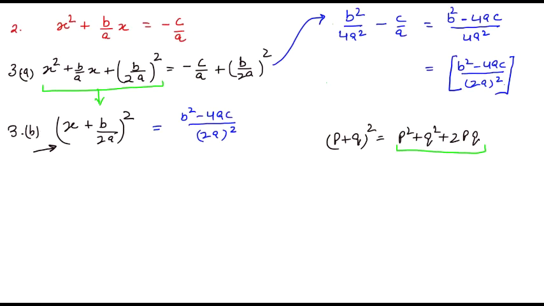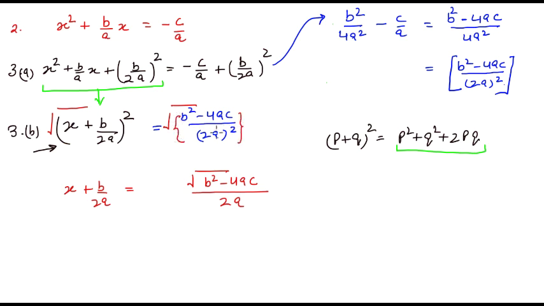What you get is you simply take a square root on both sides. When you do that, you find that x plus b over 2a is equal to the square root of b squared minus 4ac divided by 2a, because 2a has a square on it, and when you take the square root of this entire expression, you only get 2a in the denominator. And you have two possible values: a positive value and a negative value. So from here, I can simply obtain my two possible zeros.